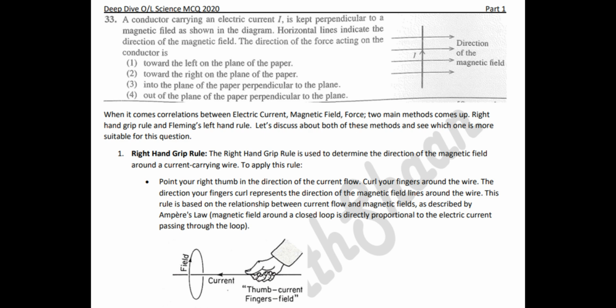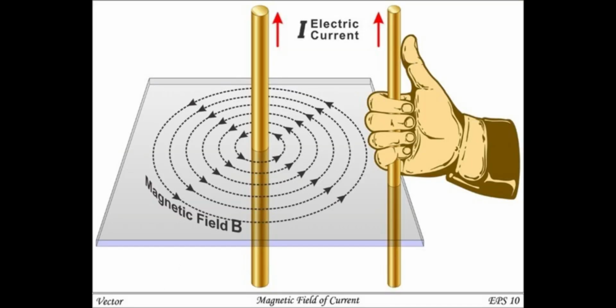In these kinds of situations, there are 2 things that come to my mind when talking about electric current, magnetic field, force, all these things. It's the right hand grip rule and Fleming's left hand rule. Remember right hand. The right hand grip rule is used to determine the direction of the magnetic field around a current carrying wire. To apply this, as you can see in this picture, you hold a wire that is current carrying, point your thumb in the direction of the current and curl your fingers around the wire, and the direction your fingers curl is the direction of the magnetic field.